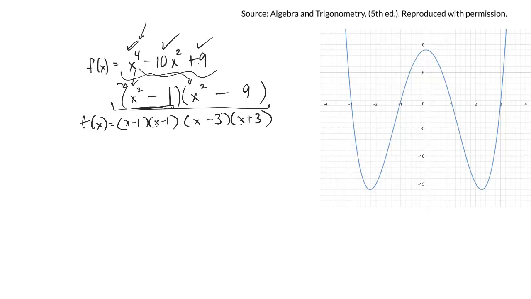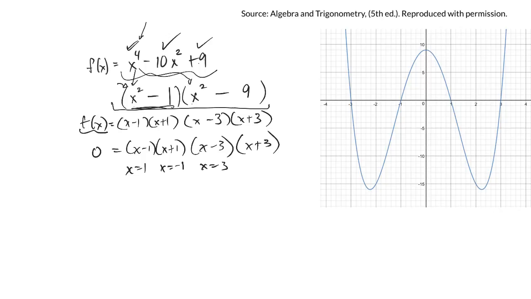Now if I want to find the zeros, I set this f of x equal to 0, and then I set each one of those factors to 0. So this one will give me x equals 1, this will be x equals minus 1, x equals 3, x equals minus 3. So those are all the x-intercepts.